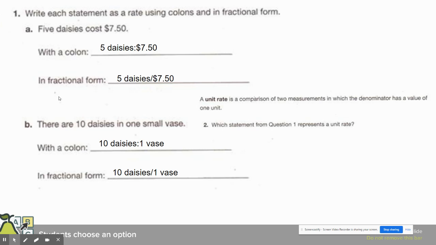Then, choose an option. I gave you 2 options, A or B. A unit rate is a comparison of 2 measures where the denominator has a value of 1. Which statement from question 1 represents a unit rate? And we talked about this last week. I'm just reviewing with you. So if you look at those 2 statements, hopefully you put B.